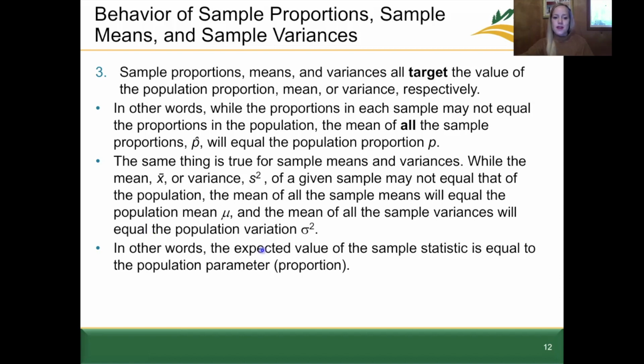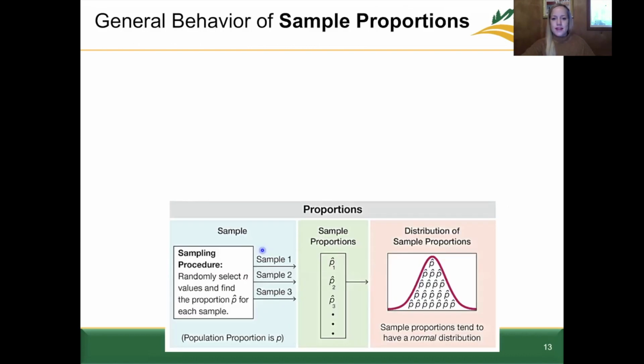We'll go through a full example of each of these three categories. First, let's put these behaviors into a visualization. So let's visualize everything we've talked about so far. Let's start with category number 1, or sample proportions. So here, when we're talking about proportions specifically, our sampling procedure would involve randomly selecting n number of values to find the proportion then, or p hat, for each sample. Remember, p hat is for sample proportions, where p is for population proportions.